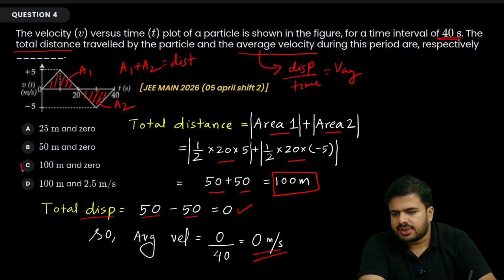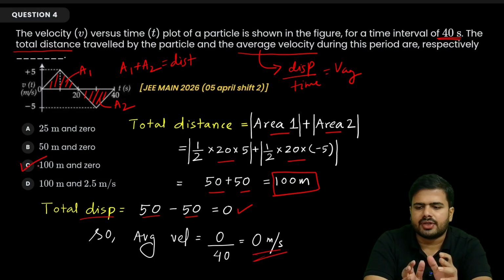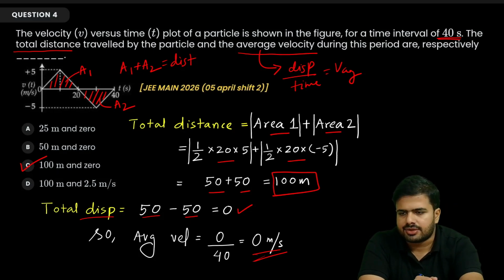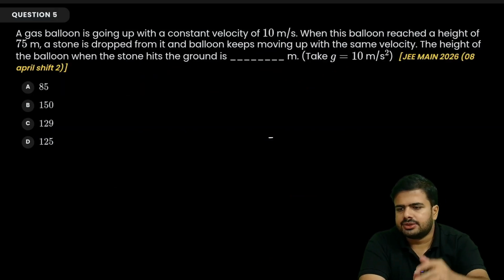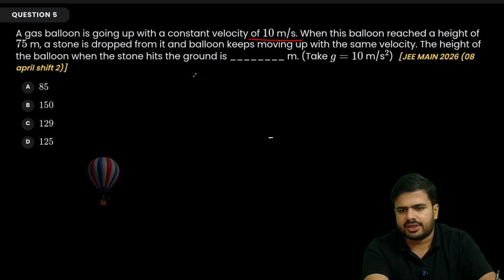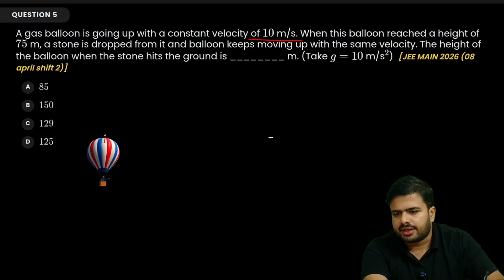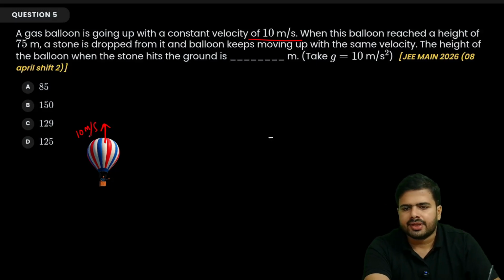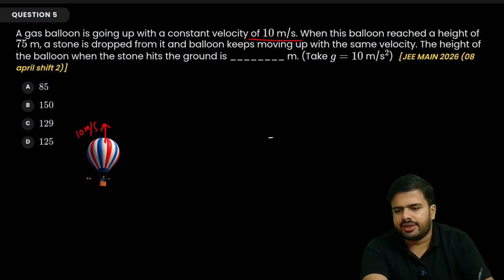So we are getting the option as C, 100 meter and 0 as the average velocity. So next question. Here they have given that a gas balloon is going up with a constant velocity of 10 meter per second. Okay, let's make a gas balloon, and here it is going up with a velocity of 10 meter per second. Then when the balloon reached a height of 75 meter, let's take this height, it reached a height of 75 meter.